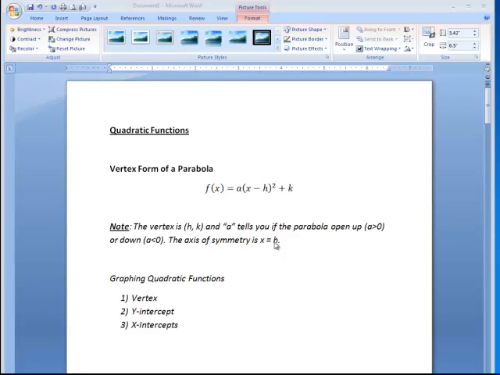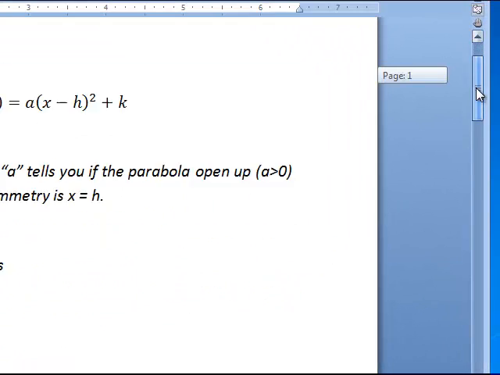Now when we start graphing quadratic functions, there's really three things we want to find. Three points or sets of points that we want to calculate. The first is the vertex. The second is the y-intercept, and the third are the x-intercepts. There could be 2, there could be 1, or there could be no x-intercepts. Let's see how this works.